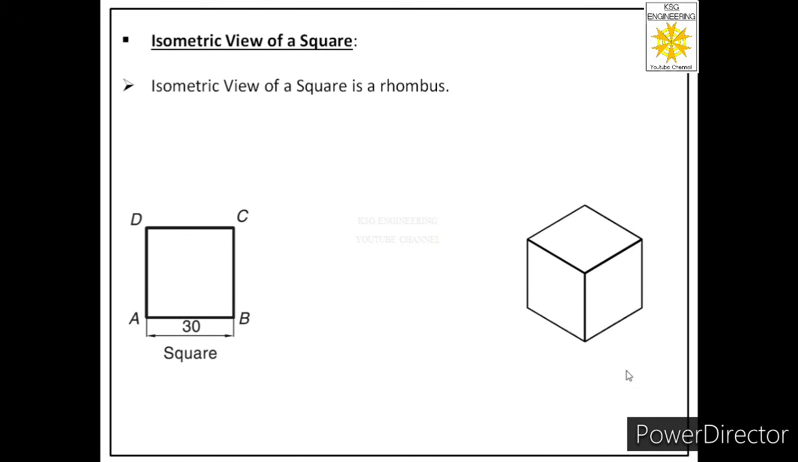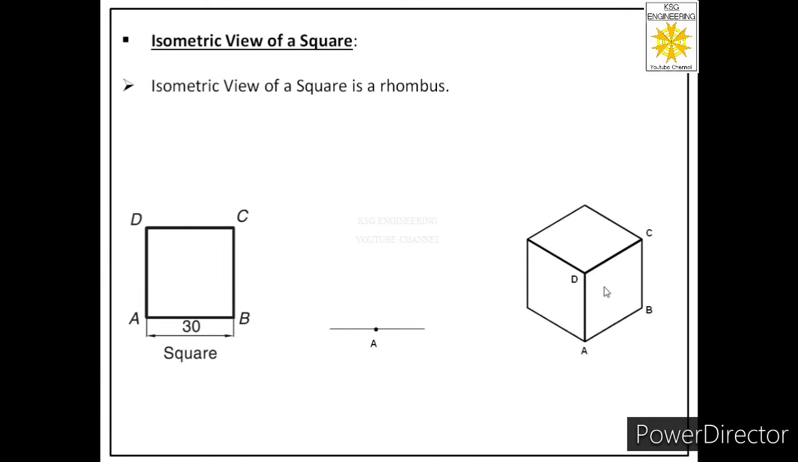So first of all, we will learn how to draw isometric view of this face, means right side isometric view. So let us name this face A, B, C, D. So let us draw its right isometric view. That means this view. So how can we draw this view? First of all, we will draw a horizontal line. On that line, we will mark a point. Let us consider that point as point A.